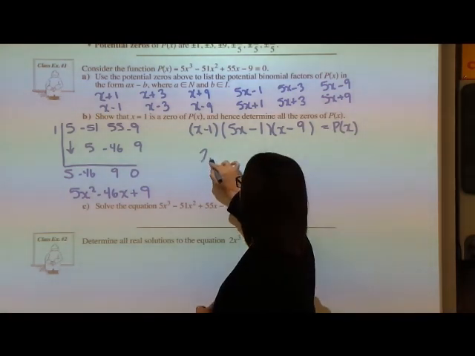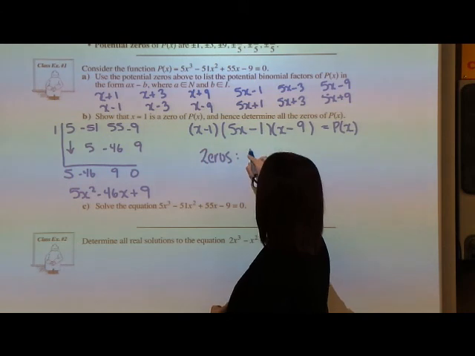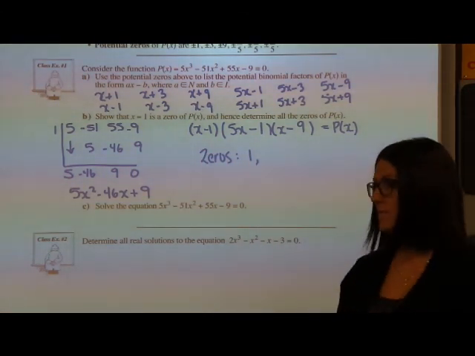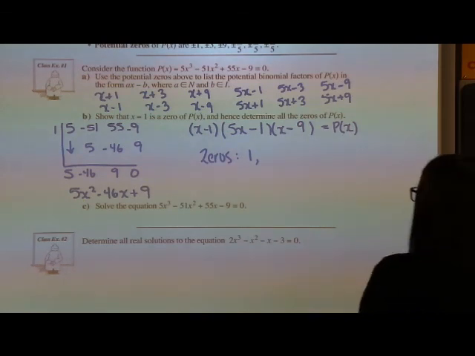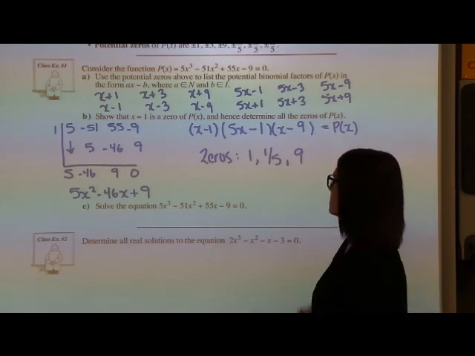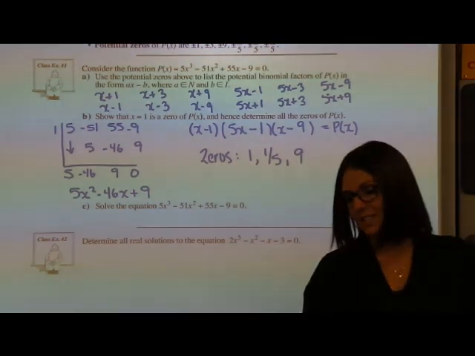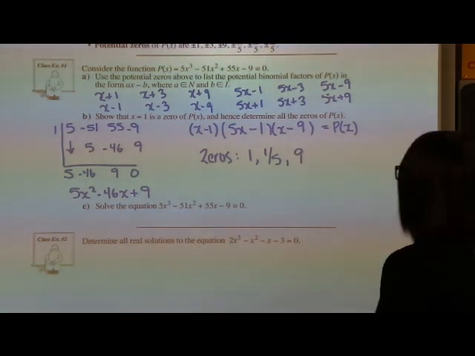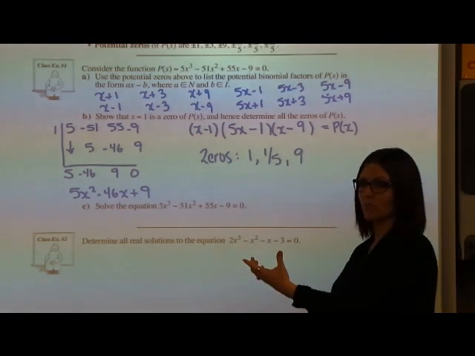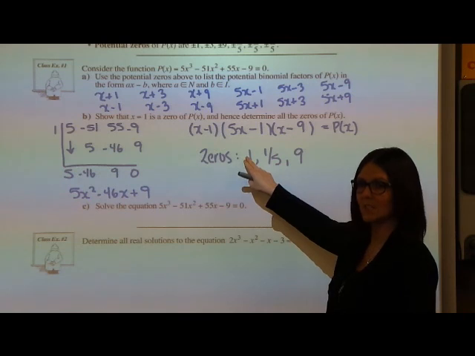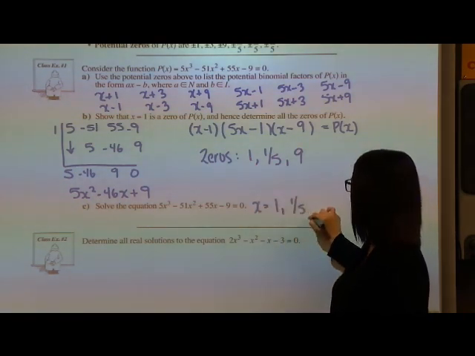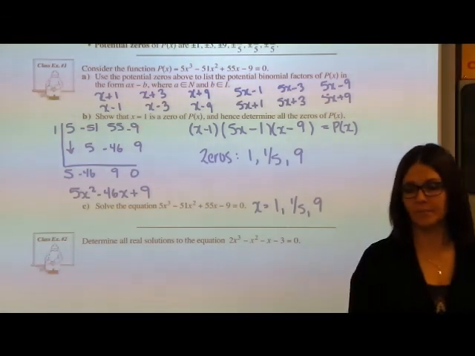So then what are my zeros? I already have 1 as a 0. What are my other two zeros? 1/5 and 9. So question C, where it says solve the equation, solving the equation, which is determining the roots, are the same as the zeros. So x would be equal to 1, 1/5, and 9.